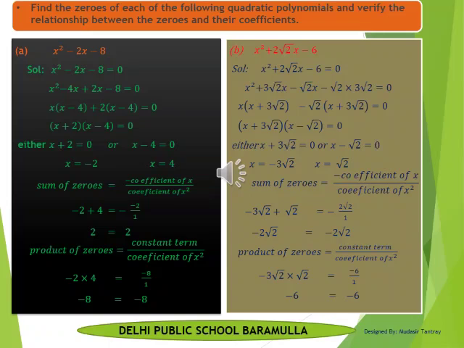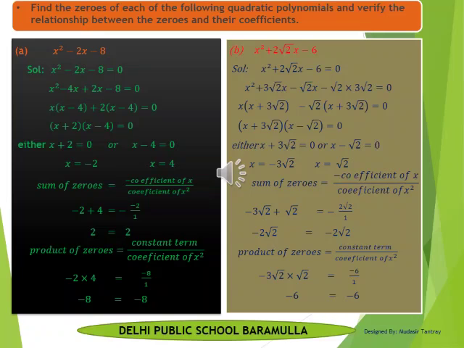Now, in x^2 - 4x, take x as common, it becomes x(x - 4). And in 2x - 8, here 2 is common, it becomes 2(x - 4). Now, x - 4 is taken as common, it becomes (x + 2)(x - 4) equal to 0. The multiple of these two terms is equal to 0.